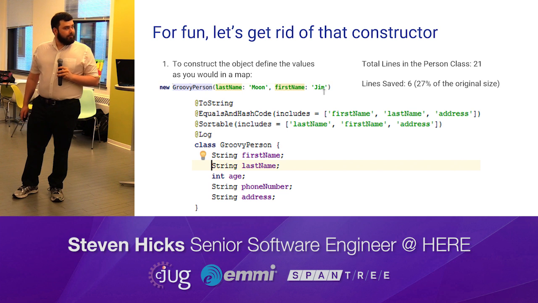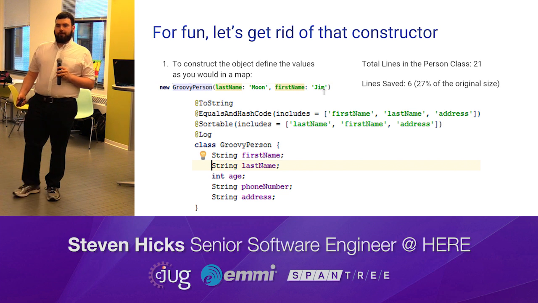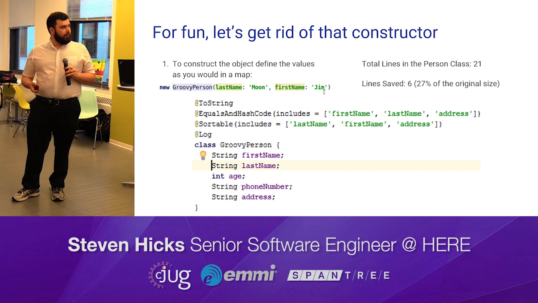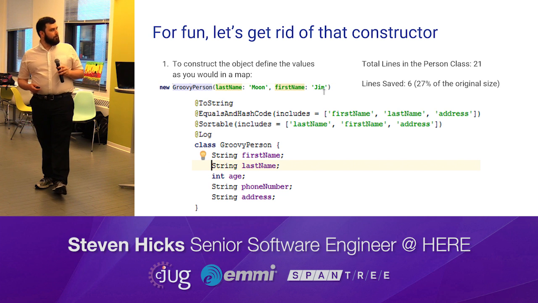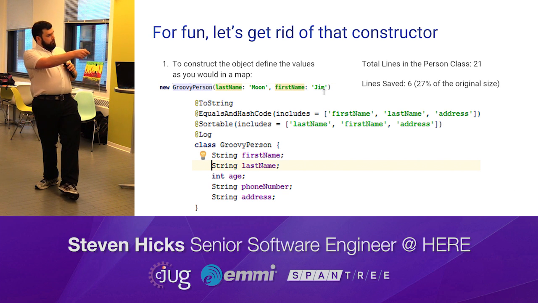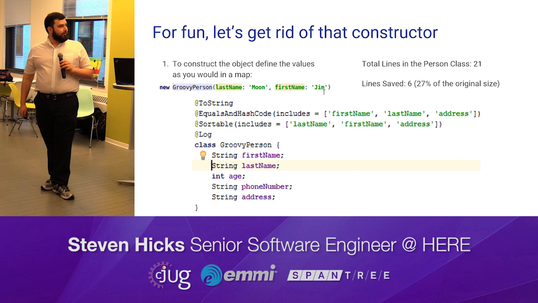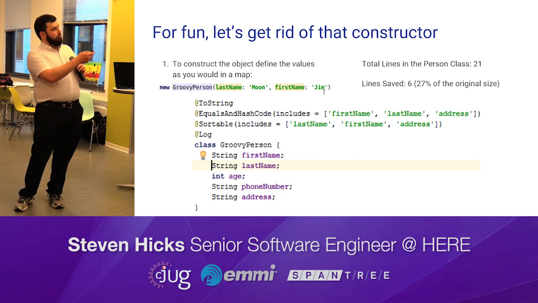And lastly, let's get rid of that constructor. It wasn't really doing anything for us anyways. With Groovy, you can create a new Groovy object with a constructor, and the default constructor with the Groovy object is a map. It defines a map based on the property values right there, as you can see where the Groovy person, last name and first name, and it will use setters to set those particular values.